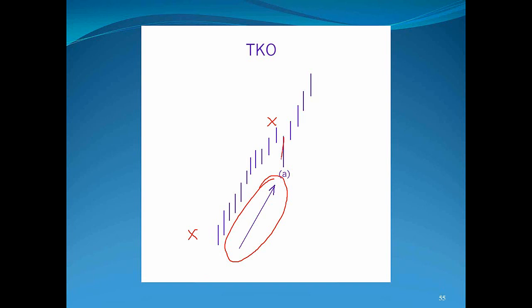Anyway, we're looking for a knockout move. Now, this move needs to be significant. It needs to take out at least two of the prior lows, and this should happen on a wide range bar. It should happen on expansion of range. And what happens is you have all these happy little trend followers, and all of a sudden, bam, they get knocked out, or some of them at least get knocked out.